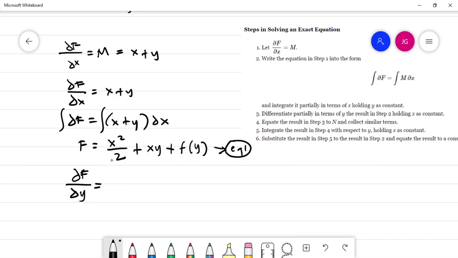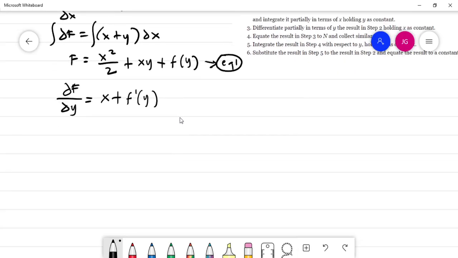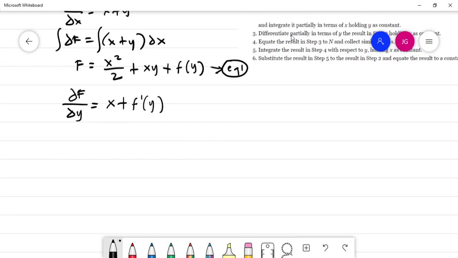Okay, in terms of y, this will become 0. Then xy becomes just x. Then plus the differentiation of the function of y. Okay? Then step 4.